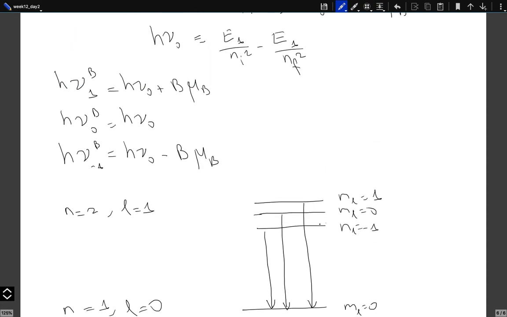Well, let's see. When do we have this splitting? Well, this splitting is proportional to the magnetic field that you apply. When there is a magnetic field, you will see this splitting.